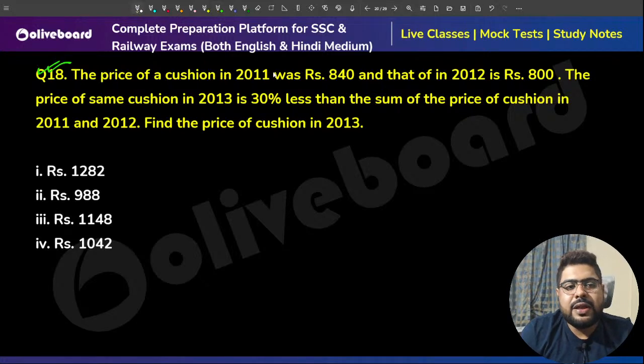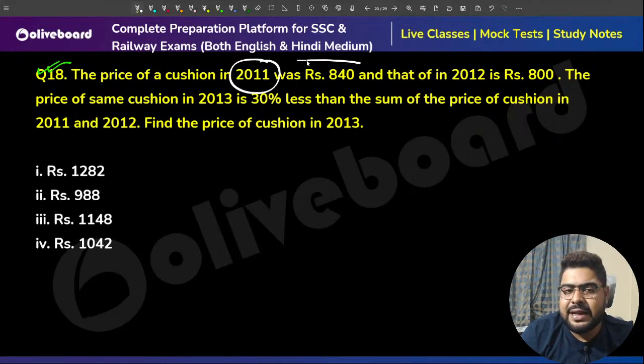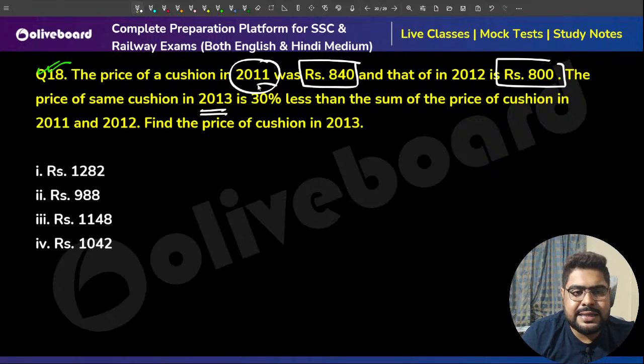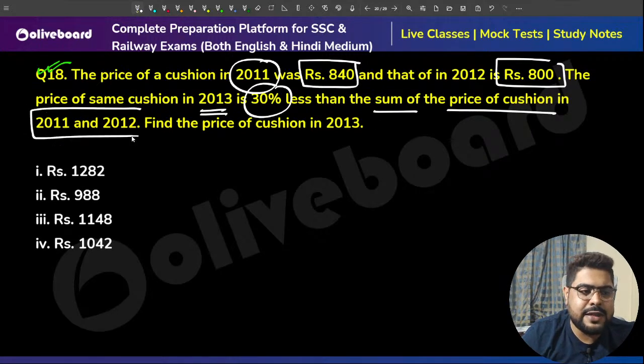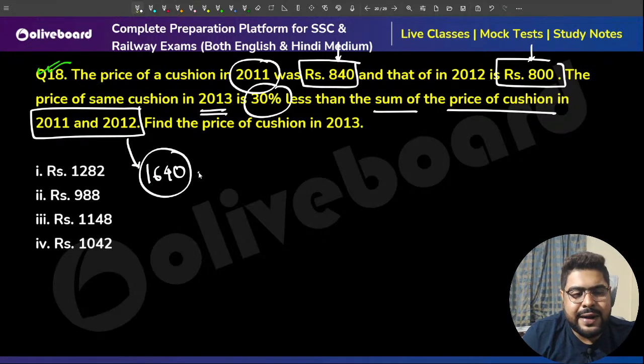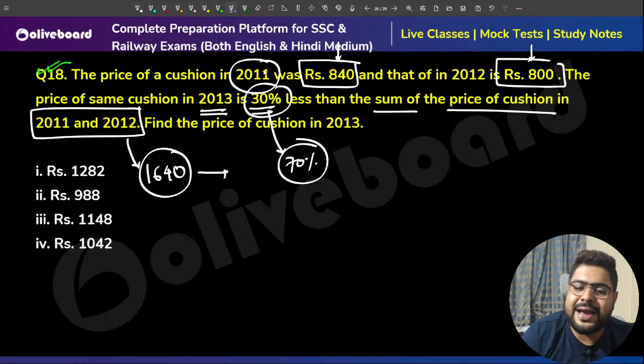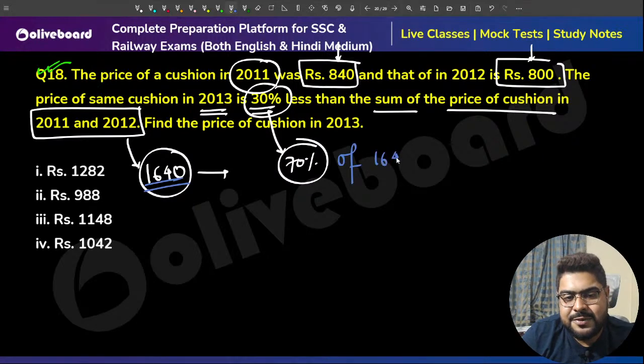Sir, the price of a cushion in 2011, this one, 2012, this one. Okay, sir. 2013 is 30% less than the sum of the prices, the sum of these two. Meaning 840 and 800, the sum will be 1640. In 2013, it is 30% less, meaning it is 70%. So they are asking what is the price? 70% of this 1640.